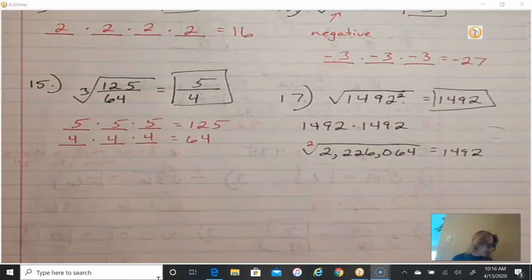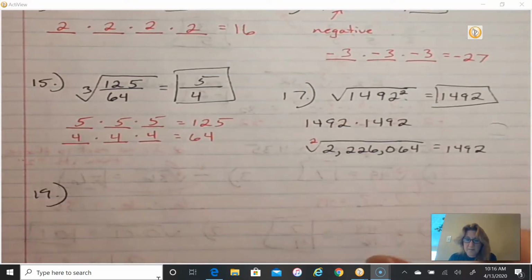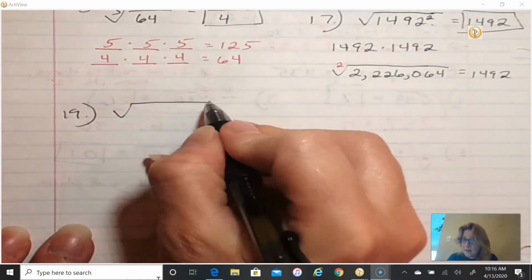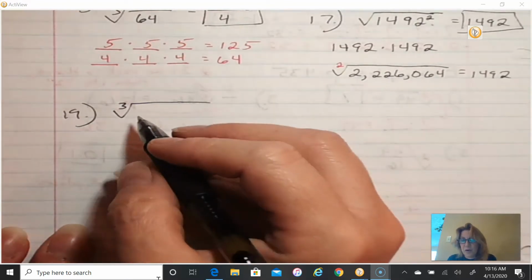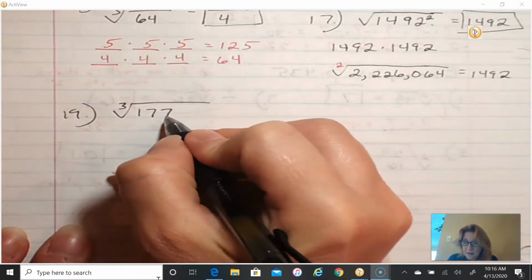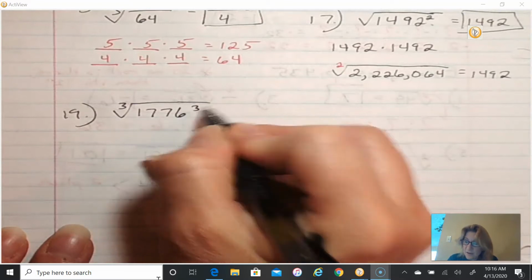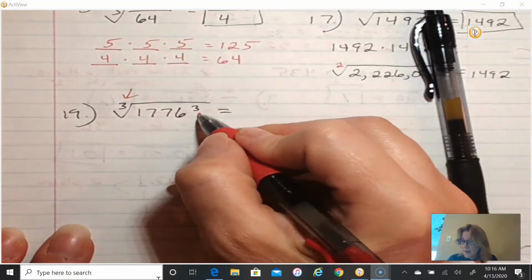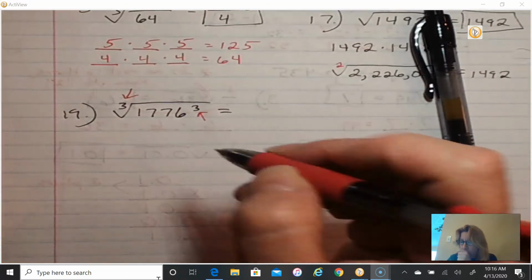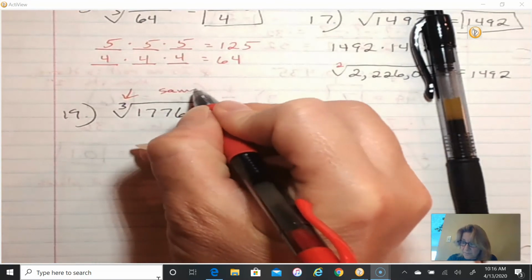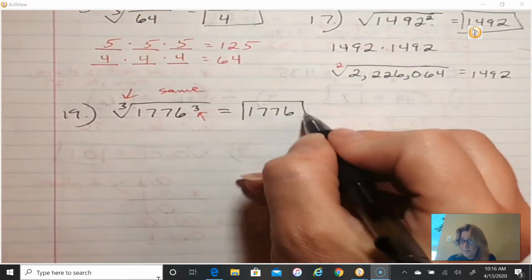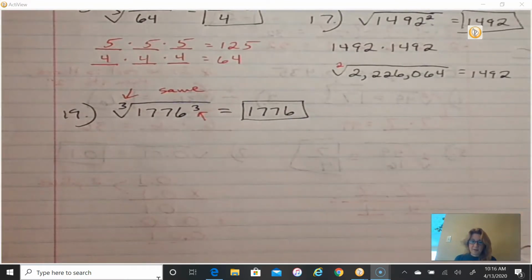Look at number 19. The root is 3. 1776 cubed. Guys, if the root and the exponent are the same, then it is itself.